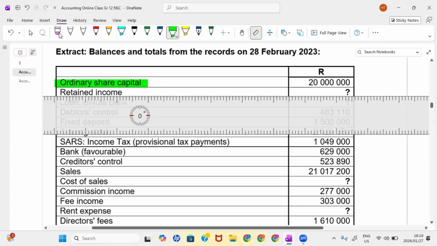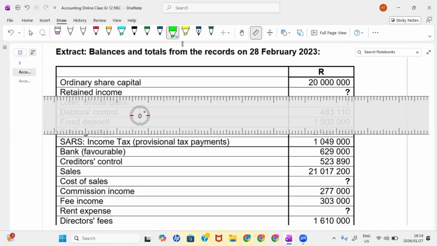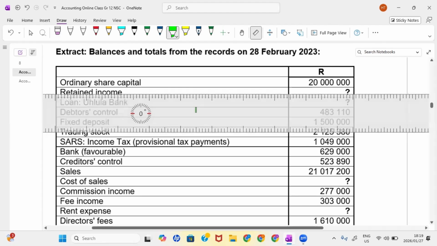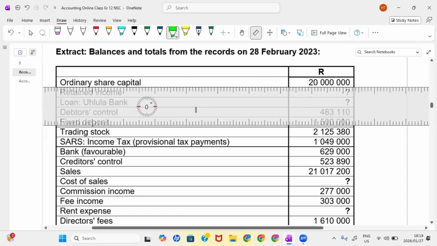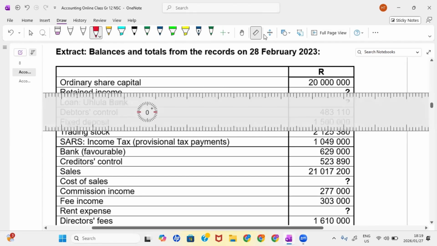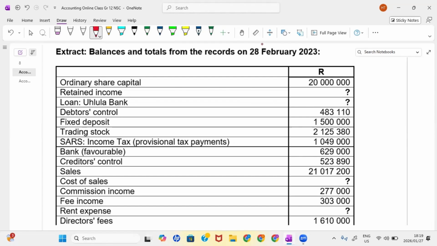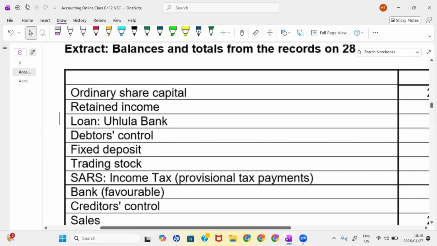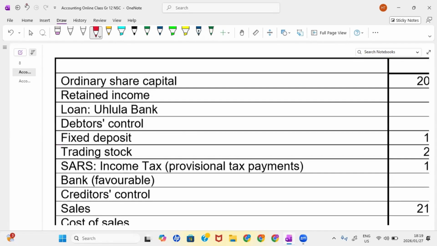Ordinary share capital. So the question is, where do we record it? In the statement of comprehensive income or in the statement of financial position? And Sakile has said the statement of financial position. Okay, I will just give it away to you guys. Ordinary share capital goes to the statement of financial position, SFP, which is the balance sheet, right?